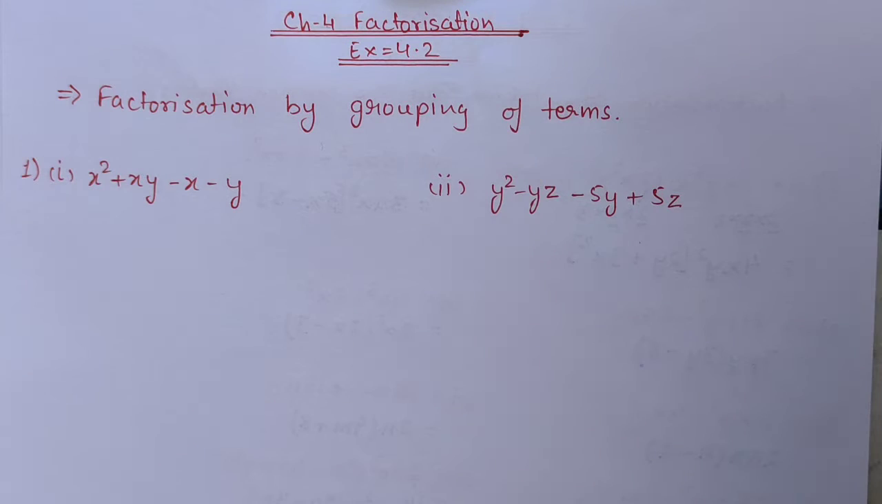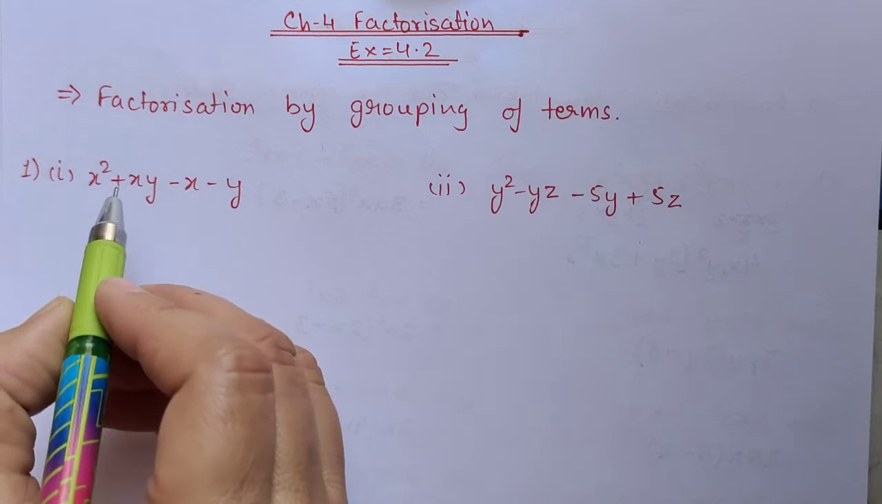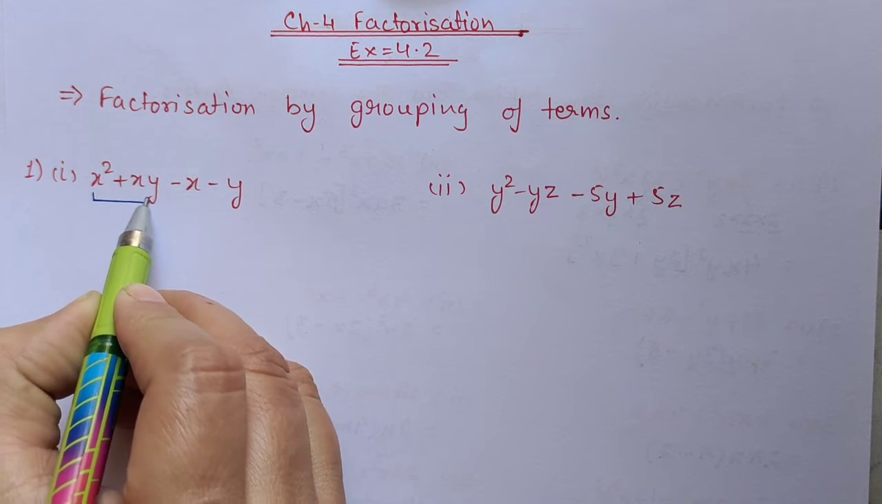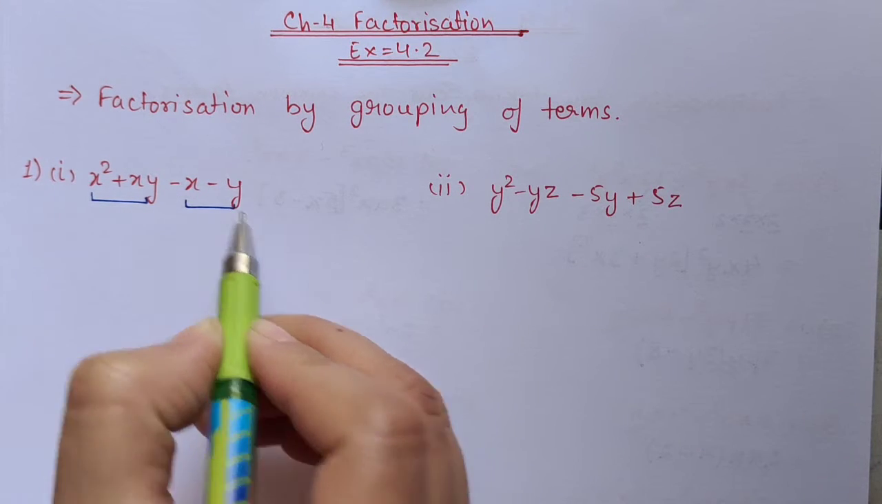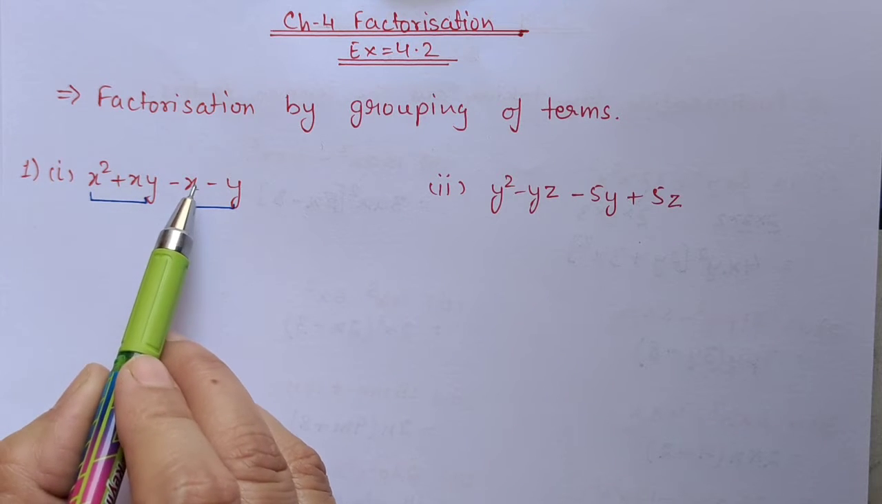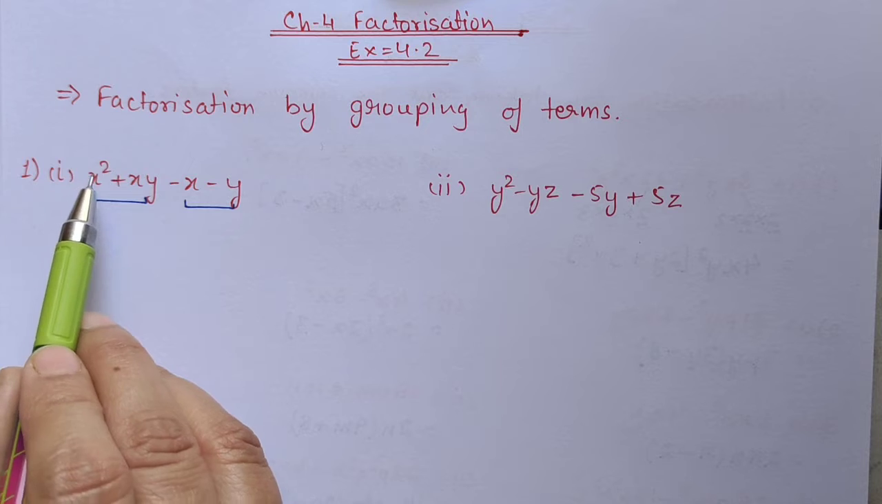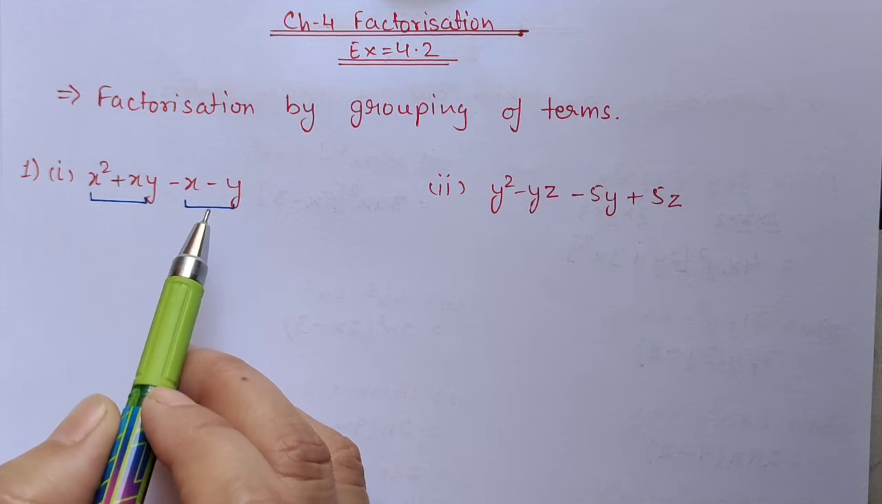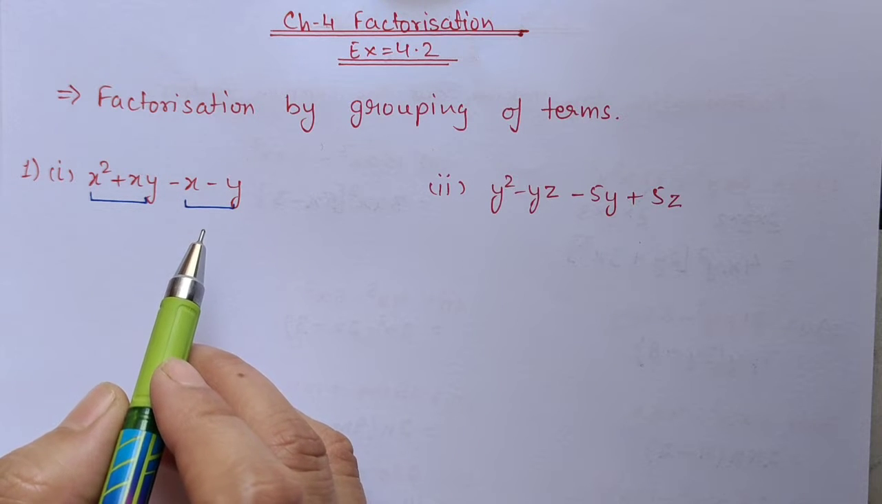First question we have x square plus xy minus x minus y. So first we will group the first two terms and the last two terms. It depends on the question. Sometimes we have to group first and third, second and fourth, or first and last, second and third. So we will check it in each question.